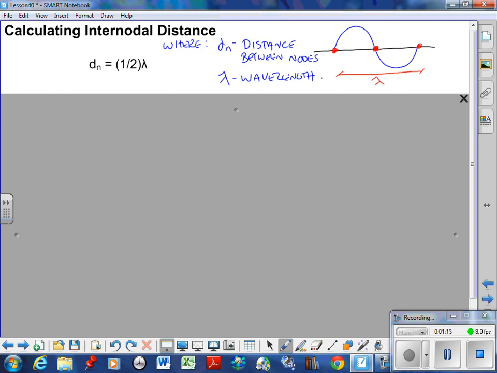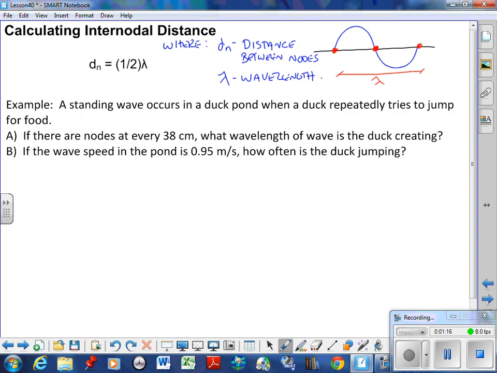So there you go. So taking a look at an example here. This is a standing wave. So as soon as you see the word standing wave, you know you're dealing with nodes that aren't moving. So it occurs in a duck pond when a duck repeatedly tries to jump for food. So it's going up and down, creating a standing wave. If there are nodes at every 38 centimeters, so basically if I'm decoding this, I know my internodal distance is 38 centimeters, which I'm going to convert to meters.